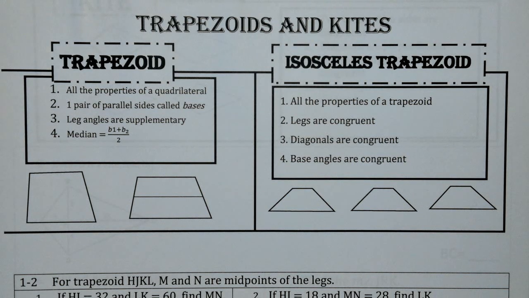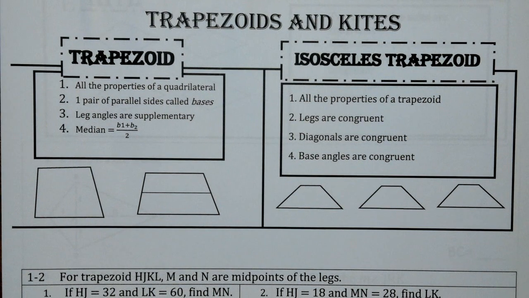All right, this video is going to be covering the properties and how to use these properties to solve different problems dealing with trapezoids and kites. First thing let's talk about is trapezoid. The first property it's got is that it's got all the properties of a quadrilateral.